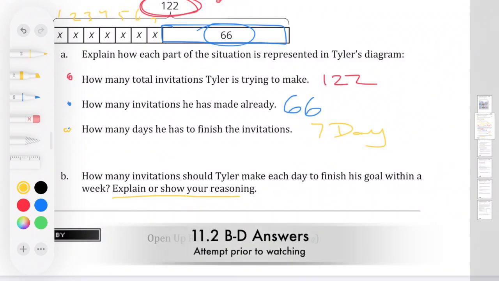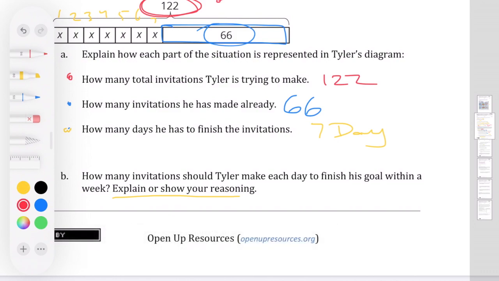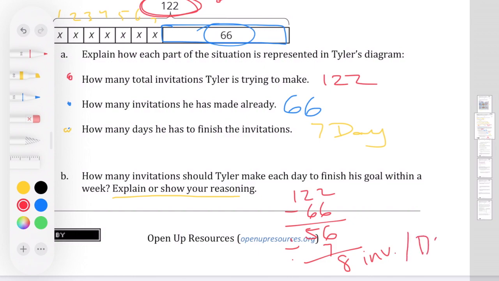All right, how many invitations should Tyler make each day to finish his goal within a week? Well, if he wants 122 invitations, he's already made 66, so we could subtract that. We get 56 remaining. Well, we have 7 days to make those 56, divide that by the 7 days, and we realize that he needs to make 8 invitations per day in order to get those done in time. That's one way of reasoning. We didn't put in an equation, we didn't use the golden rule of algebra, but we just reasoned through the information to find how many invitations he needed a day.